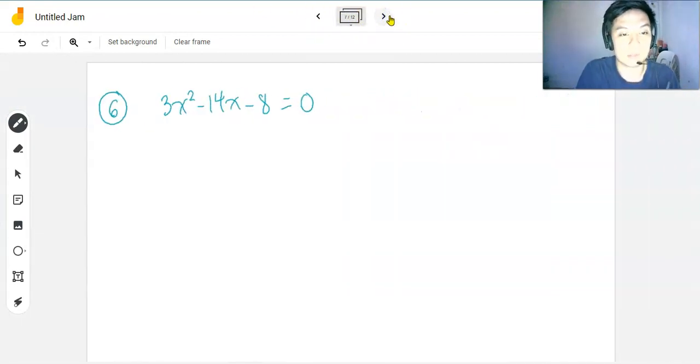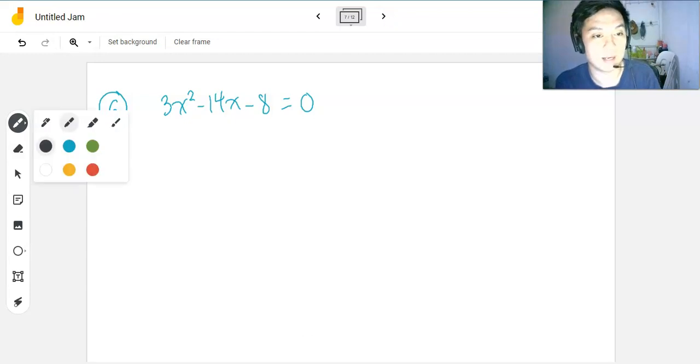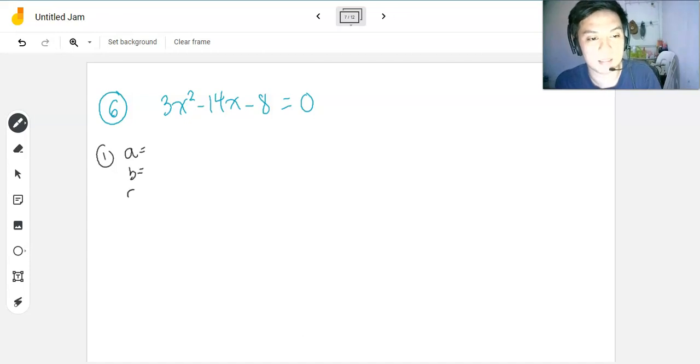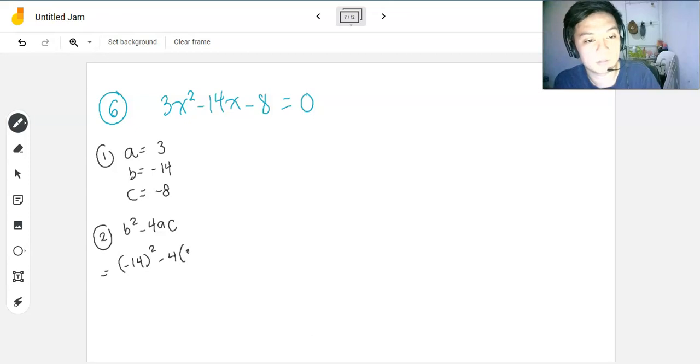So, equation number 6. Again, naka-standard form naman na yan. So, anong step 1? Write the value of A, B, and C. And they are 3, negative 14, and negative 8 respectively. And then step 2, value ng discriminant, the B squared minus 4AC. So we have square of negative 14 decreased by the product of 4, 3, and negative 8. So we have square of negative 14 is 196 minus the product of 4, 3, and negative 8.